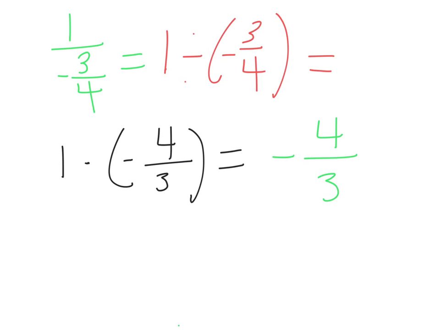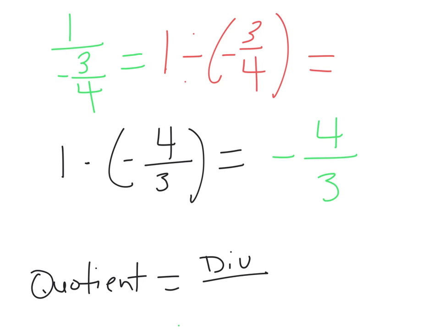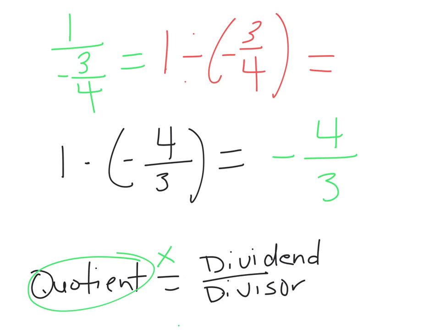Now we know that the quotient equals the dividend over the divisor. We can also check our solution by doing the quotient times the divisor, and it should equal the dividend.